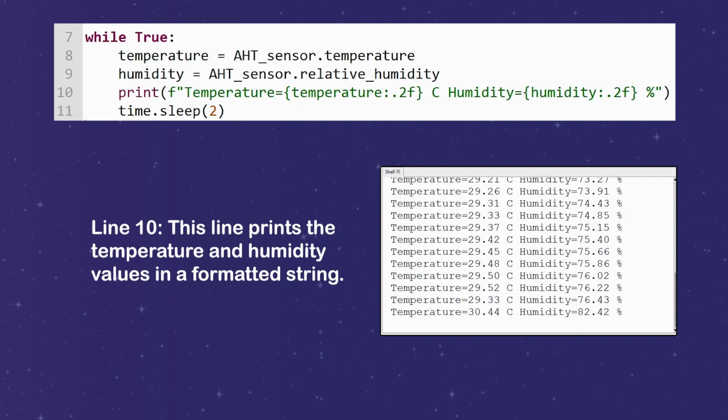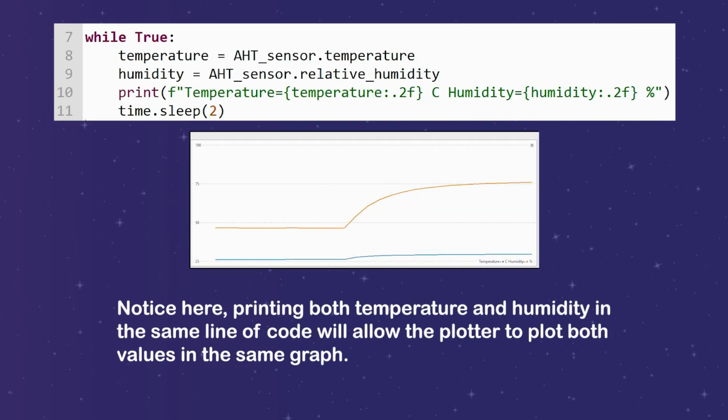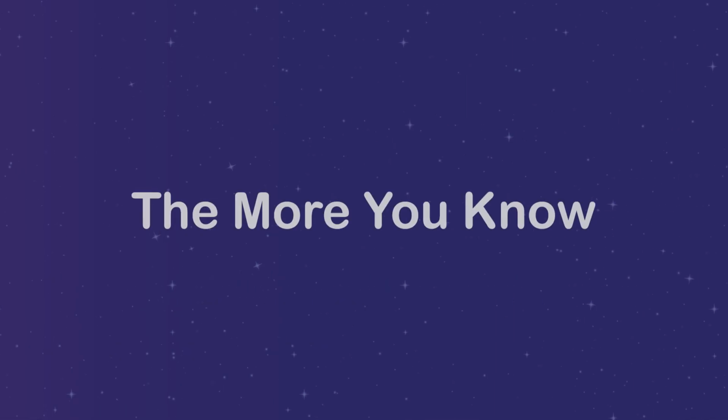Line 10. This line prints the temperature and humidity values in a formatted string. The .2f inside the f-string is used to format the floating point numbers to 2 decimal places. Notice here, printing both temperature and humidity in the same line of code will allow the plotter to plot both values in the same graph.